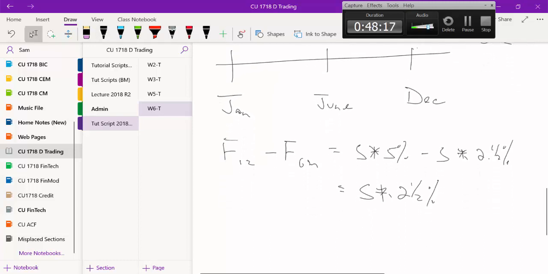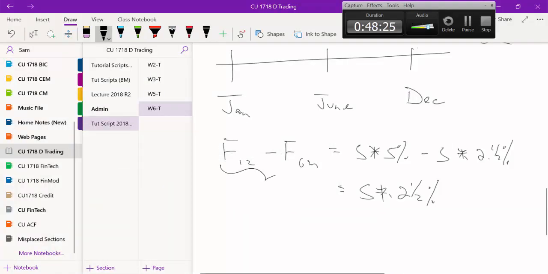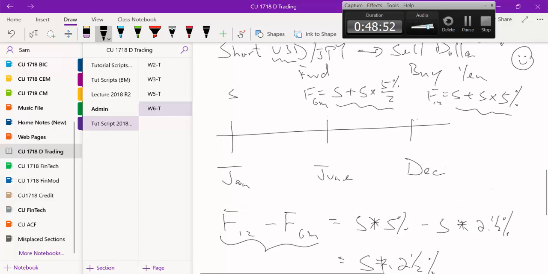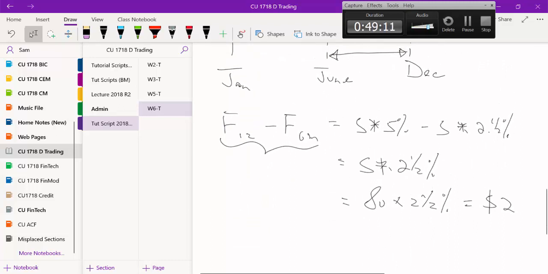And as it turns out, in this case, S is 80. So I know the difference between them should be 80 times 2.5%, which is $2, isn't it? Yeah. So in other words, just simply by looking at the time difference between two futures contracts, I can figure out what must be their gap in price, especially if there's no storage cost, which would be a pretty crazy idea, okay? But the difference should be 2.